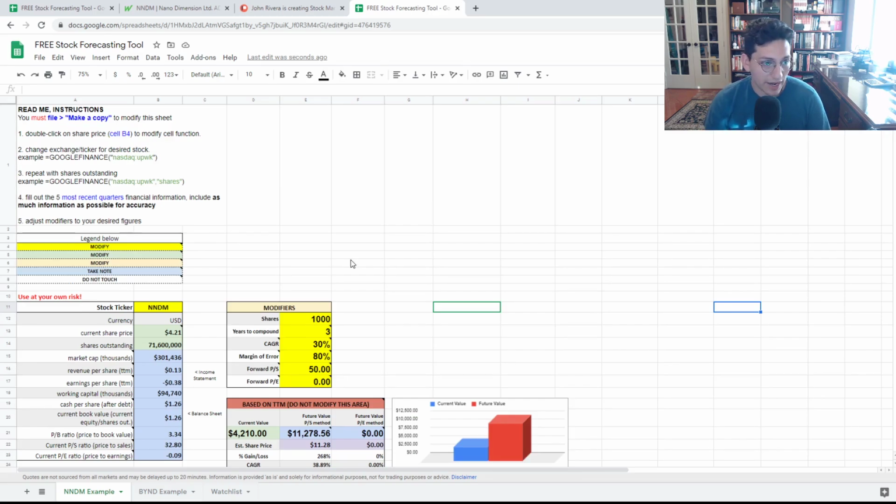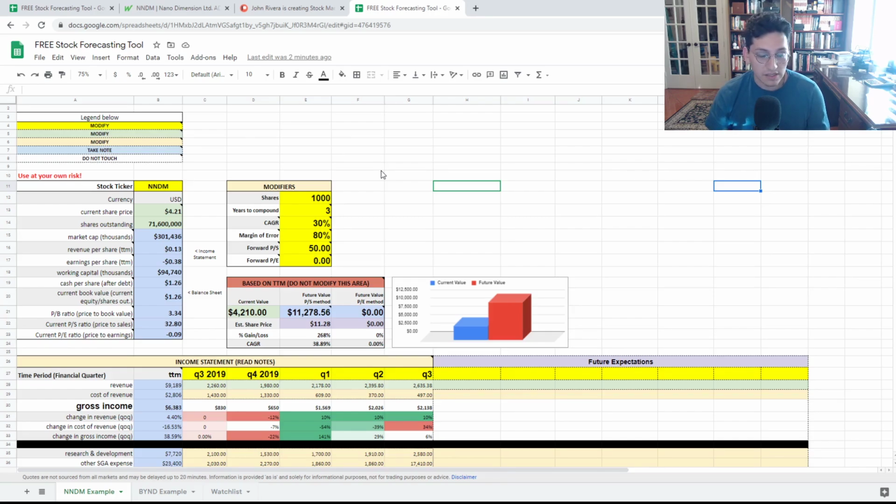And here in front of you, I have the free stock forecasting tool. This is a tool that I made. It doesn't exist anywhere else on the internet. It uses Google Docs, and the best part about Google Docs, in my opinion, is that you can put in functions through Google Finance that update the price in real time.